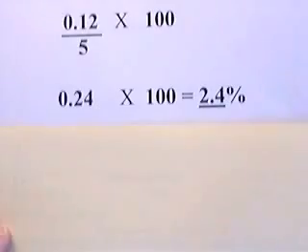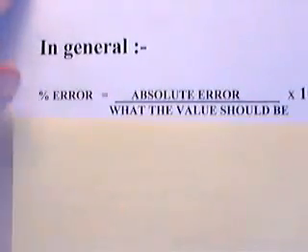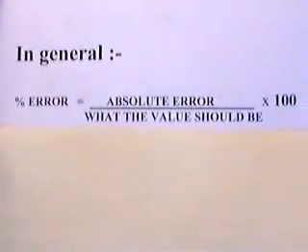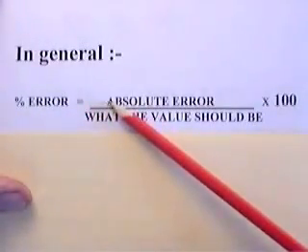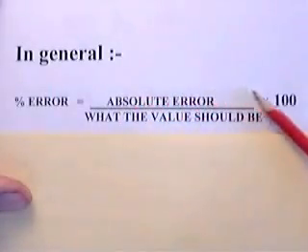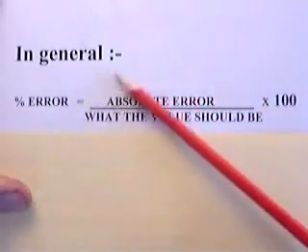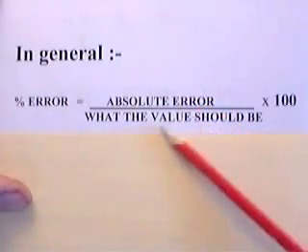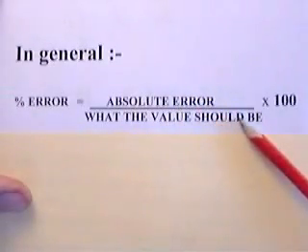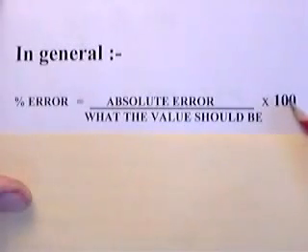Now, in general, we can look at it like this. There we are. The percentage error is something called this ratio here. It's the absolute error divided by what the value should have been, the whole thing times by 100.